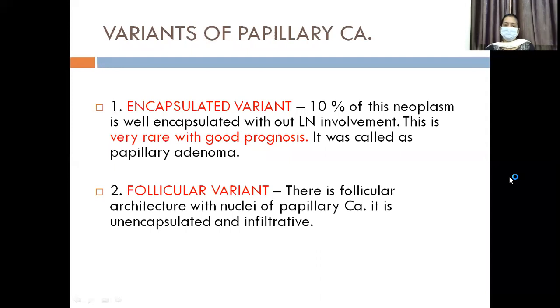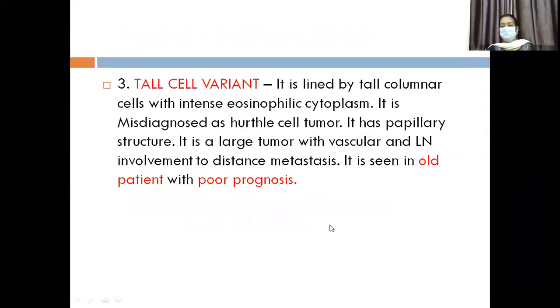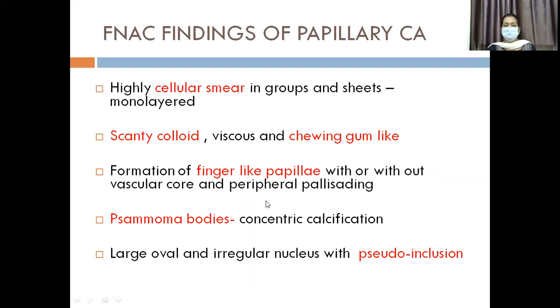So, what are the variants? Encapsulated variant, I already told you. Follicular variant, where there are follicles and there are no papillary structures. Tall cell variant means it has tall cells with intense eosinophilic cytoplasm, sometimes misdiagnosed as Hürthle cell tumor because of its intense eosinophilic nature. It can have vascular and lymph node involvement to distant metastasis. In an old patient, it has a poor prognosis.